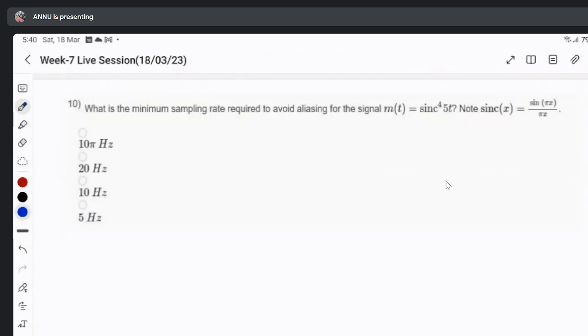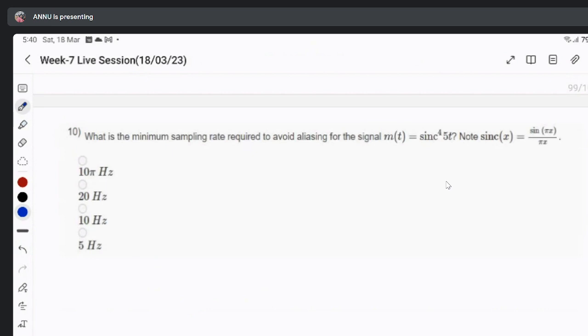Last question. What is the minimum sampling rate required to avoid aliasing for the signal m(t) equal to sinc^4(pi t)? It is 20 hertz. It is simply the multiplication of 4 into 5. You already shared the formula, n multiplied by m.